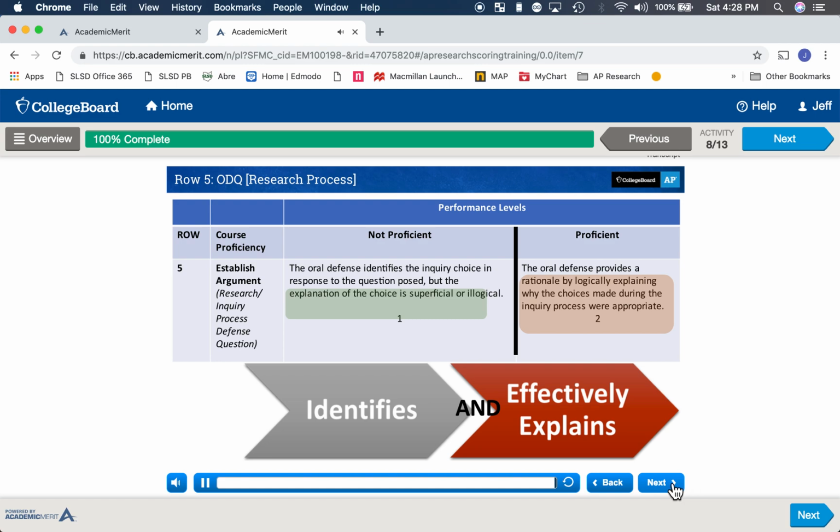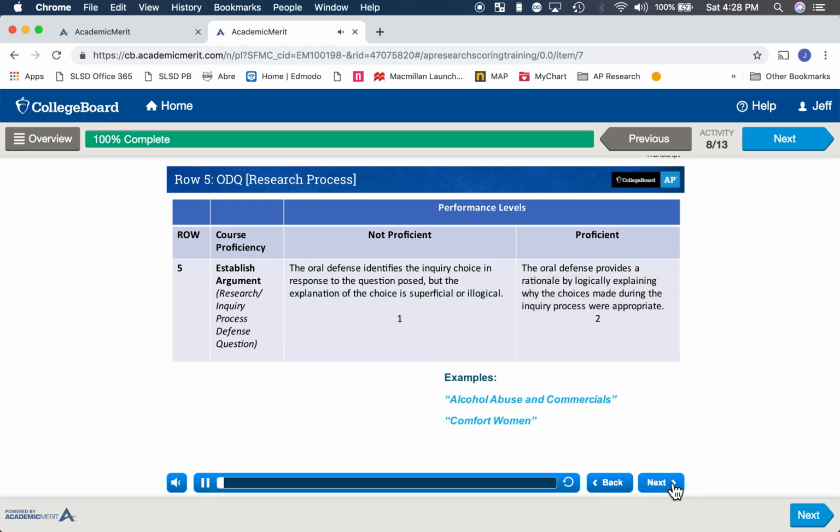Let's look at some examples. So, row 5 is about establishing one's argument as it pertains to the oral defense question of the choices made during the research process. We're simply looking for evidence that the student identified the choice in question and logically explained the appropriateness for that choice pertaining to their topic of inquiry.